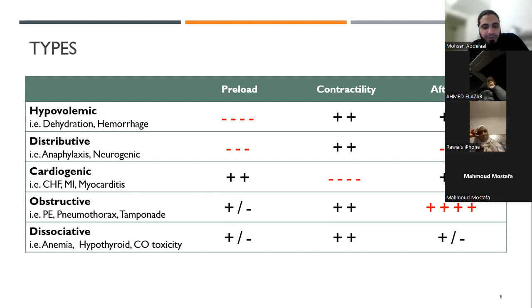The last one is very difficult to diagnose clinically, and it's not that common: the dissociative shock. It means everything is optimized, but the problem is at the level of the cells. The oxygen is not dissociating properly from hemoglobin as it should. And this can happen with anemia, hypothyroidism, carbon monoxide toxicity, and so many other reasons.